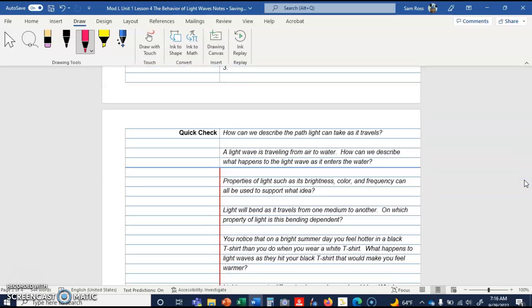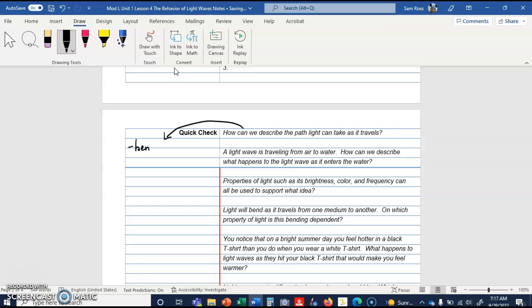All right, how can we describe the path light takes as it travels? Let me see if I can find that one. Okay, maybe it's that one. Okay, so we're going to say which statement correctly describes a path light can take as it travels. So we'll come over here. Sorry, it took me a minute.